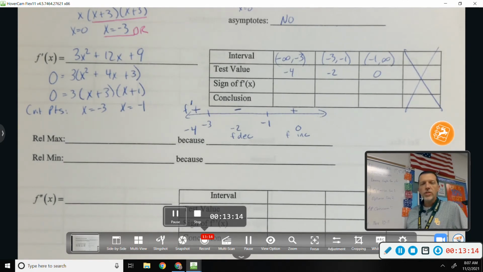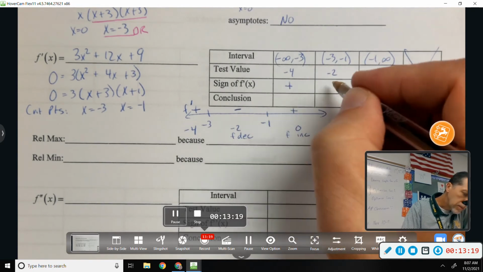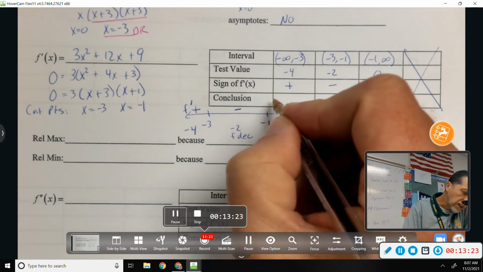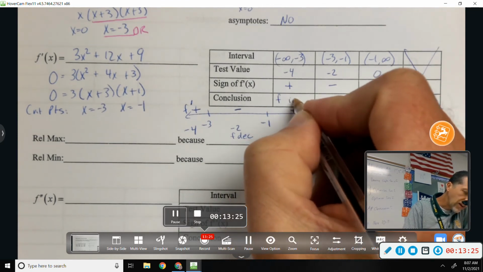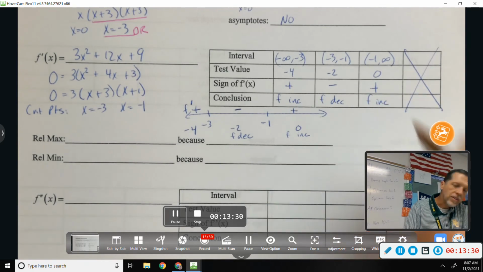Negative 2 and 0 are our test values. The sign of f prime was plus, minus, plus. The conclusion, like why we did this, how that helps us, is that f is increasing, f is decreasing, f is increasing.